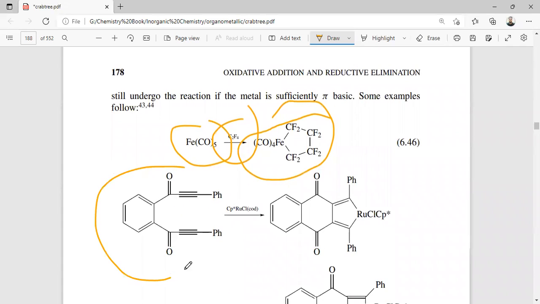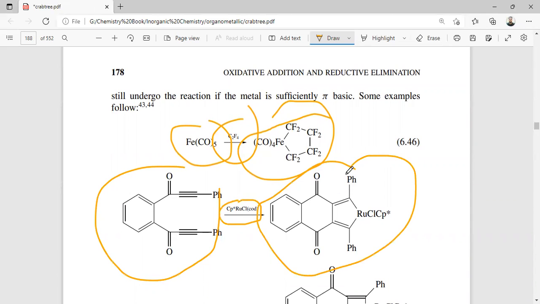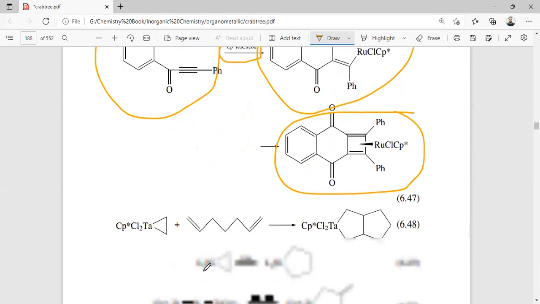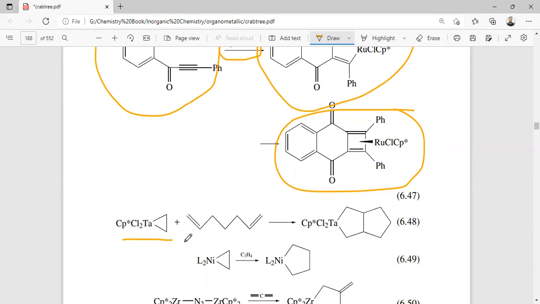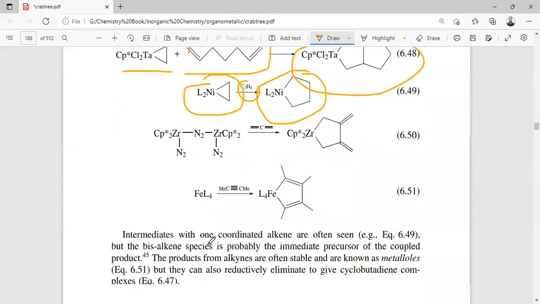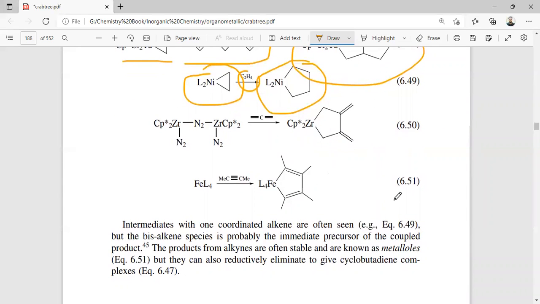Here this molecule reacts with Cp* to form this five-member ring complex, which is also an oxidative coupling reaction. Here Cp*Cl2Ta reacts with this alkene to form this metallacyclopropane. Here also the NiL2 cyclopropyl metal complex reacts with ethylene to form this intermediate and then this product. The intermediates with coordinated alkene are often seen, but these alkene species are more probably the intermediate precursors of the coupled product.